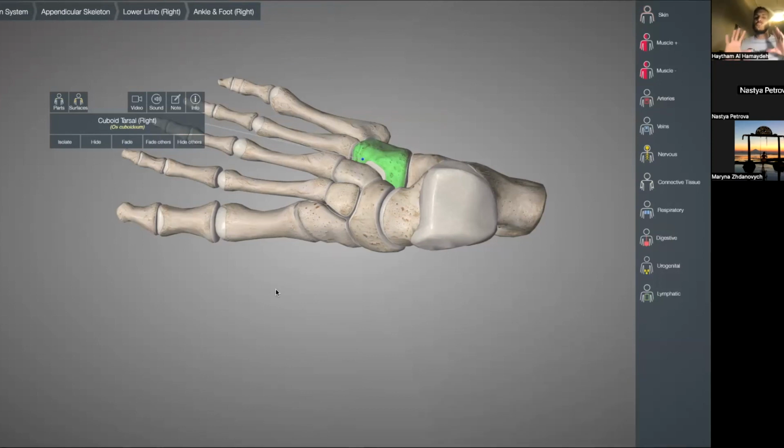And just to remember that tarsals or tarsal bones, especially the distal and the intermediate, they are attachment of tendons, like we see for navicular, it's the attachment of the fibularis longus, and for the cuboid, it's the attachment of the posterior tibialis.